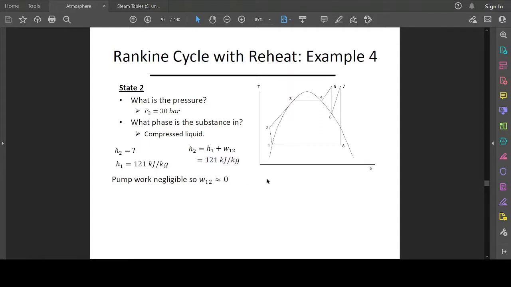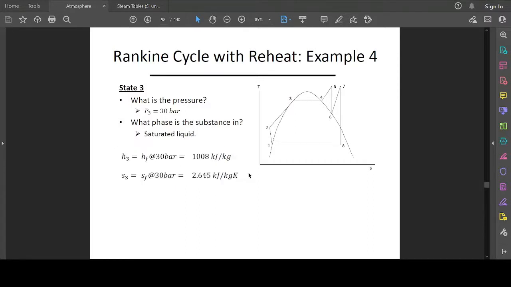Remember when we calculated the initial pump work, it only gave us 3 kilojoule per kilogram, right? So 3 is not a large number to be worried about, meaning that if we neglect the pump work, it wouldn't have much effect on the calculations anyway. But to be more precise and accurate, you can go ahead and calculate the pump work. But if the question asks you to neglect it, there is no point in doing that. You can actually neglect it. Then it means that H2 is equal to H1.